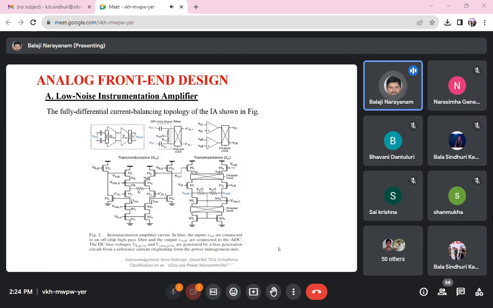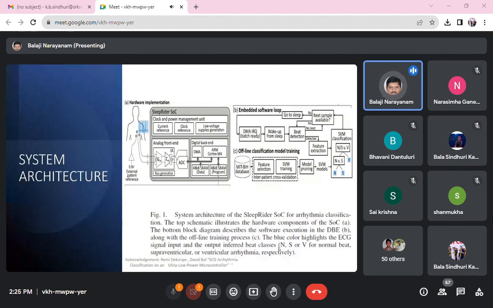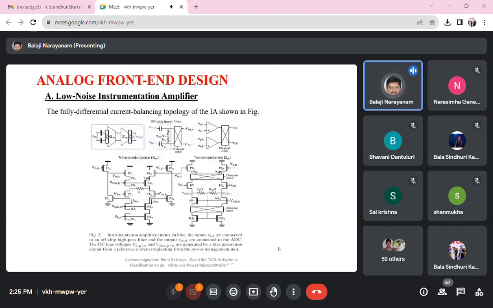So in the analog front end, we have seen there is an LNA. LNA is nothing but a low noise amplifier. So we have the fully differential current balancing topology of the instrumentation amplifier, shown here. In this instrumentation amplifier circuit, in blue, the inputs VN are connected to an off-chip high-pass filter, and the outputs are connected to the analog to digital converter. The DC bias voltages are generated by the bias generation circuit from the reference current, which originates from the power management unit.